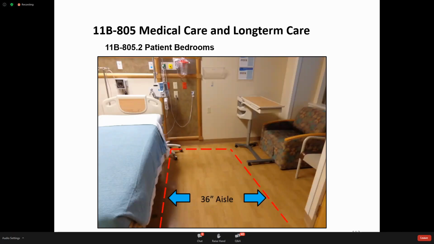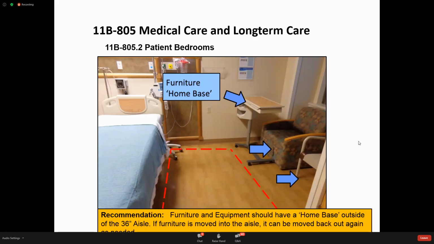I'm out there all the time because I live out in this area. So this is showing the 36-inch aisle, not a big deal, not mysterious. A point that I want to make though is the home base thing. So we all understand real people come in and use the room. The patient and their family come in and then they check out, and then a day later somebody else comes in. The furniture gets moved around. I'm okay with that. OSHPD is okay with that. Nobody cares. From time to time, that equipment, that furniture will be in that clearance.